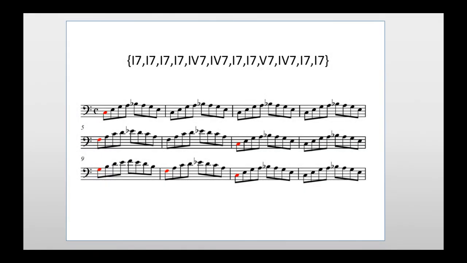12-bar blues has a similar kind of structure in its chord progression, using tonic 1, subdominant 4, and dominant 5 chords. For example, the progression 1 1 1 1 4 4 1 1 5 4 1 1. Another narrative arc with a little more complexity, moving first to the subdominant and back down, then to the dominant, and resolving again at the tonic.